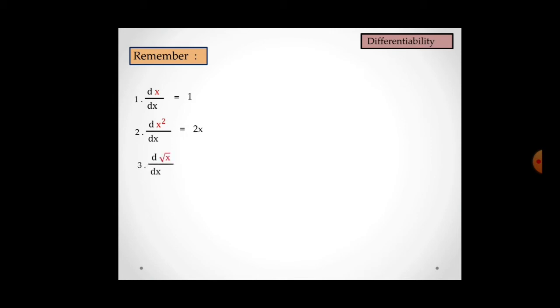Third one is root x. This is also a standard function, remember. The root x function derivative is 1 upon 2 root x. So these are the three important functions and their derivatives. Don't forget these answers. Okay, now I take examples.